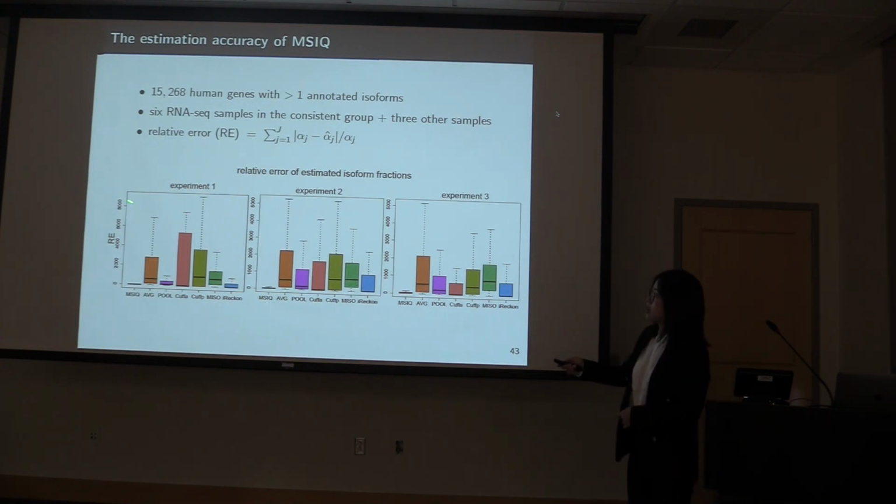And in these figures, the first box plot demonstrates the error rate of MIS-IQ. We can see that it achieves much smaller error rate compared to the remaining methods, especially when compared to the simple averaging or pooling method denoted in orange and purple colors.